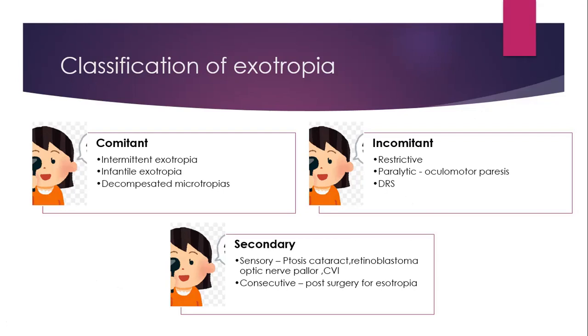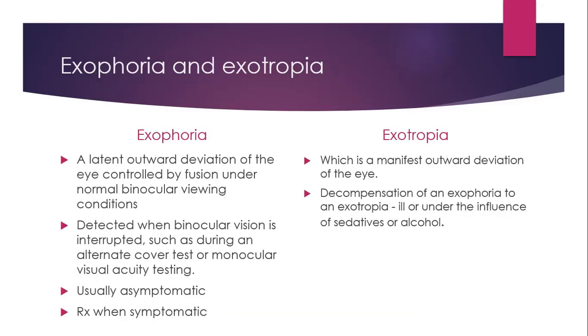Coming on to the classification of exotropia, as with any strabismus, it is classified as comitant, incomitant, and secondary. Comitant includes intermittent exotropia, infantile exotropia, and decompensated microtropias. Incomitant strabismus includes restrictive exotropia and paralytic, like oculomotor paralysis, paresis, and DRS. Secondary includes sensory, where one eye has poor vision and deviates, and consecutive, where after surgery for esotropia there is an exotropia.